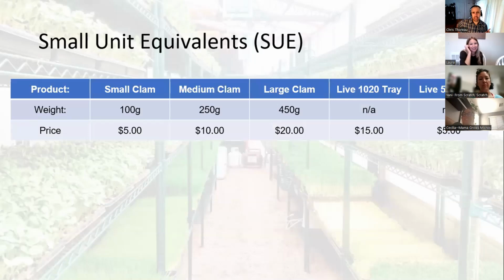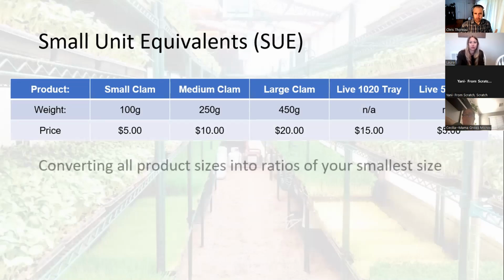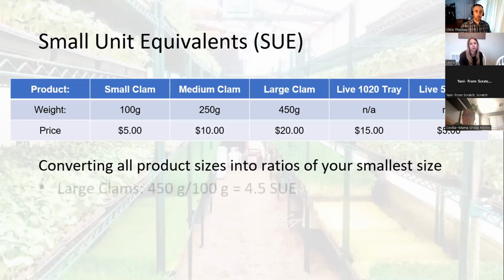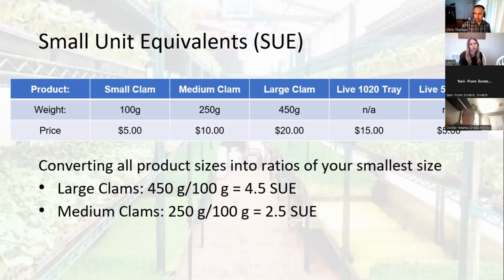Okay, so the second thing we're going to talk about is this idea of small unit equivalence. I can't remember why we came up with this idea, and it's not anything new. Other people use this. And this is the idea of converting all your product sizes into ratios of your smallest size. And so in our system here, our large clams equal 4.5 of our smallest, and our medium clams equal 2.5 of our smallest. And so we always found that looking at everything through the lens of the smallest unit we sold was really helpful. And a lot of folks that have purchased our spreadsheet find the same thing.